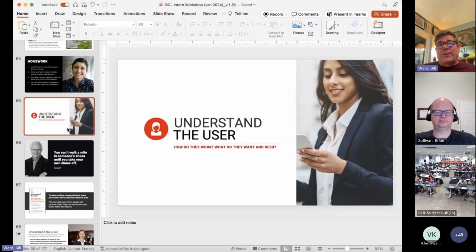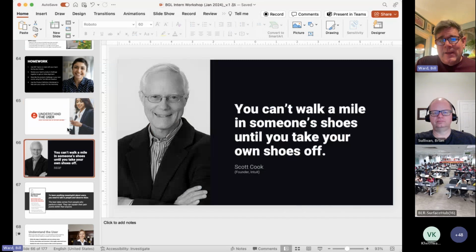The next thing we're going to do is understand the user. So how do they work? What do they want and need? We have this great quote by Scott Cook, who's the founder of Intuit. He says, you can't walk a mile in someone else's shoes unless you take your own shoes off, which is pretty profound. Something to let marinate for a minute. But we really need to empathize with our users, and we can't just make assumptions like, oh, I know their pain. You really need to talk to them. You really need to understand. You need to visit them, watch them at work to really understand them.